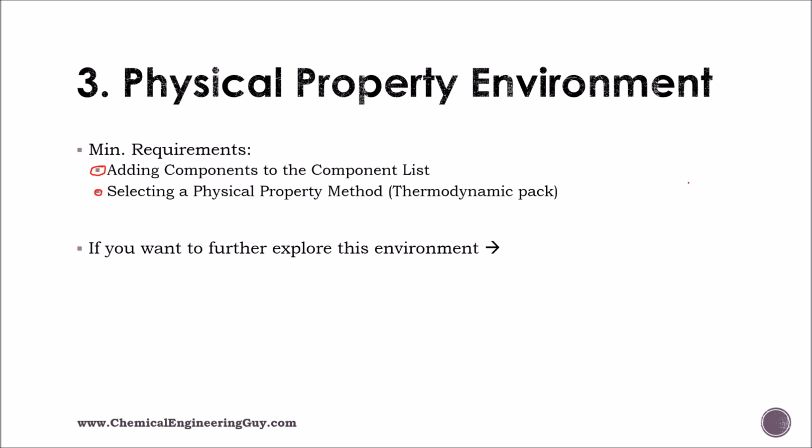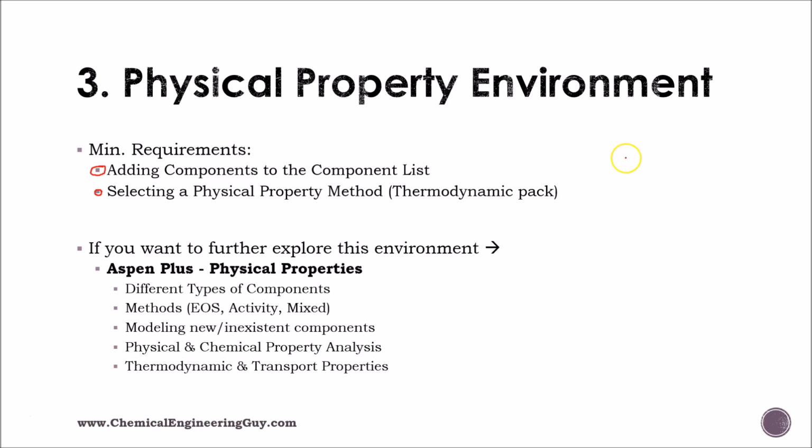Now, we're not going to see that much of the physical property environment. There are plenty of things that we could be doing right now. But if you're interested, for instance, if you want to verify which type of components they are, or maybe you are modeling something that is not present in the databases, you can actually add pseudo components or non-conventional components. If you're using a coal or a biomass material, you can do that as well.